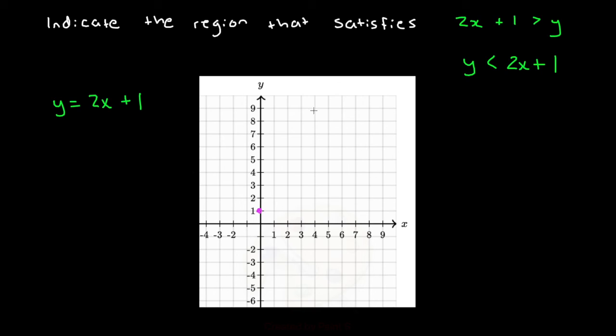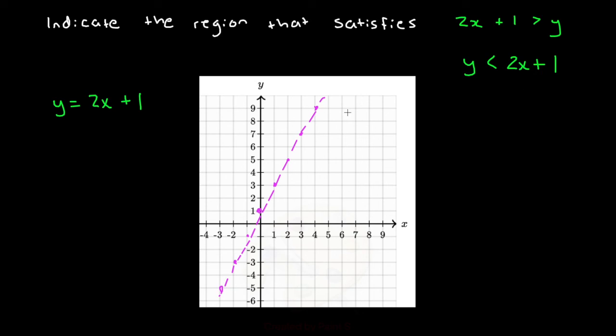But wait, this isn't a linear equation, it's an inequality. So we need to remember to either dot the line or make it solid. In this case, because the inequality is a less than, we need to make it dotted. So here we have our dotted line that represents the inequality y is less than 2x plus 1. But now we need to indicate the region that satisfies the inequality.